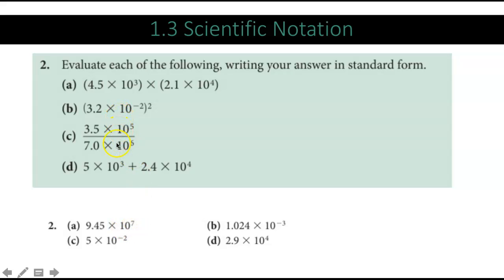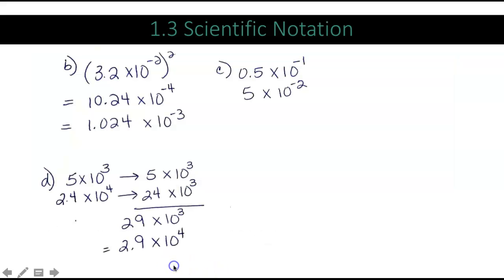For part B, part C, and part D, I've done them on a separate sheet of paper for you to see. For part B, I have 3.2 times 10 to the negative 2 power squared. So 3.2 squared is 10.24. A power to a power, you multiply the powers. So notice, it looks like your answer is written in scientific notation, but it is not. Be very careful with that.